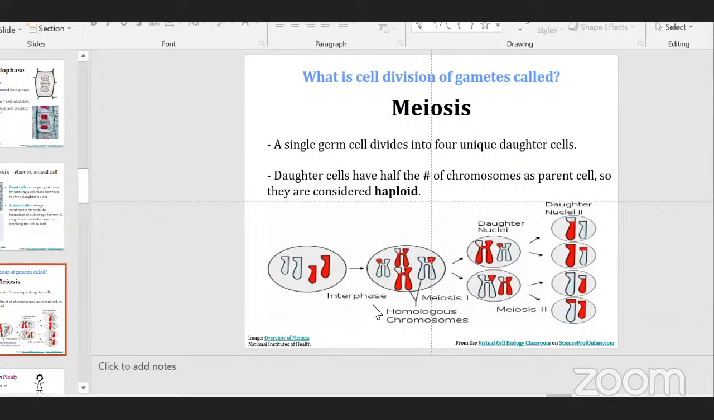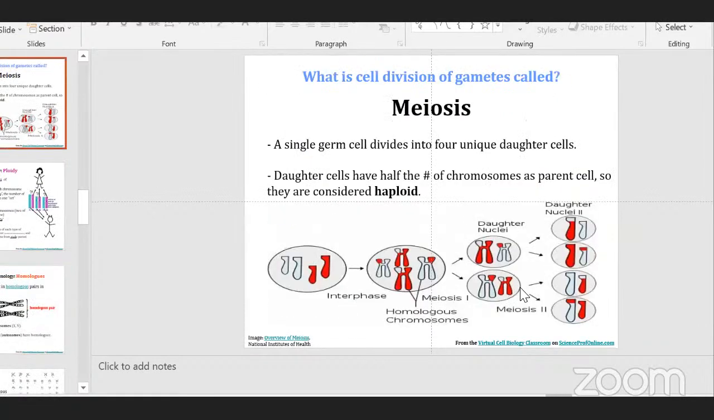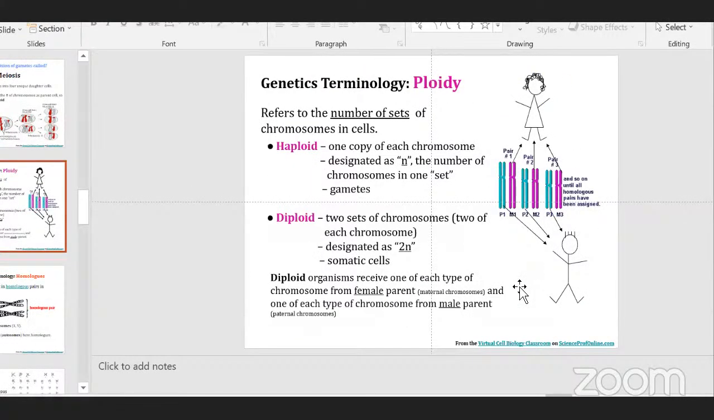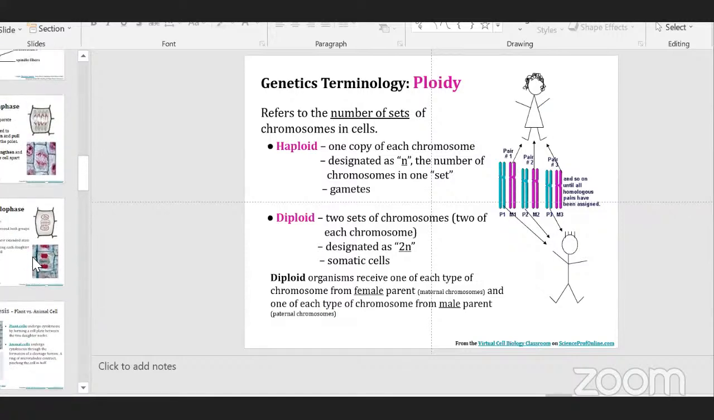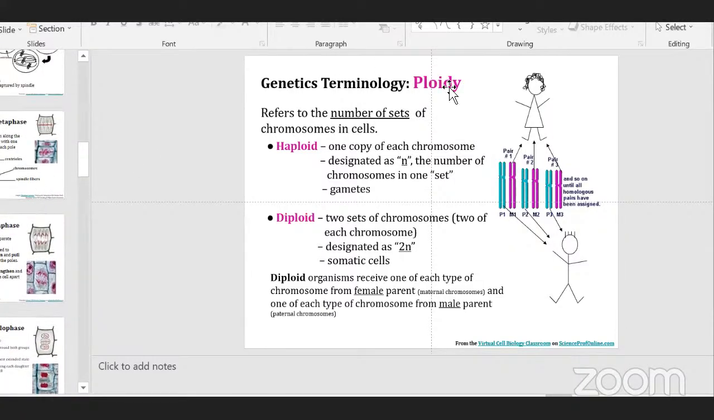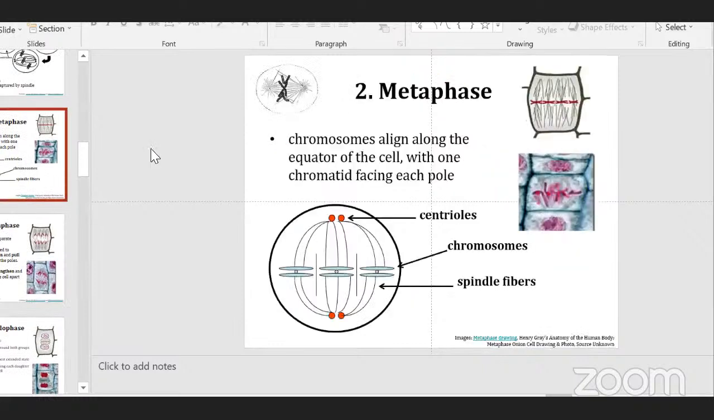So this is what happens in meiosis basically. They write the same thing again and again. Chromosomes, spindle fiber formation, and then the centrioles are present over here, one at the top, one at the bottom, and then the chromosomes are over here.